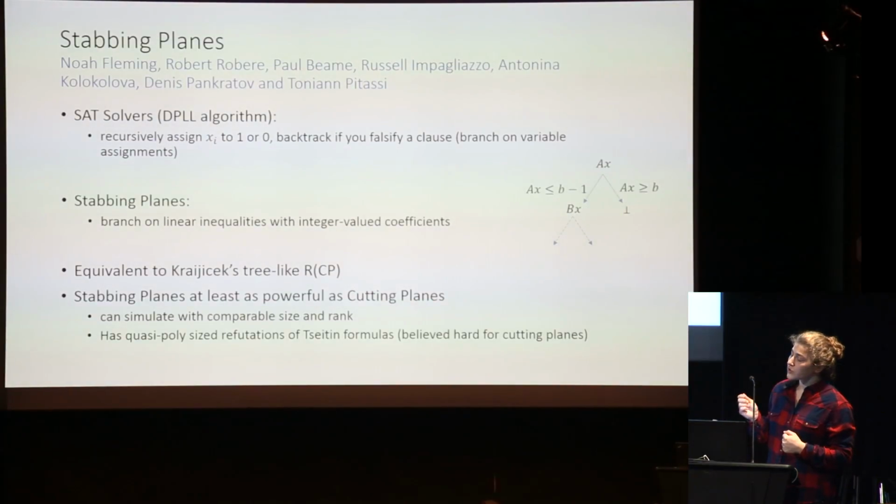And they also show that stabbing planes may be actually stronger than the cutting planes proof system because they're able to show that there are quasi-polynomial size refutations for Tseitin formulas, which are formulas that are believed hard for cutting planes.